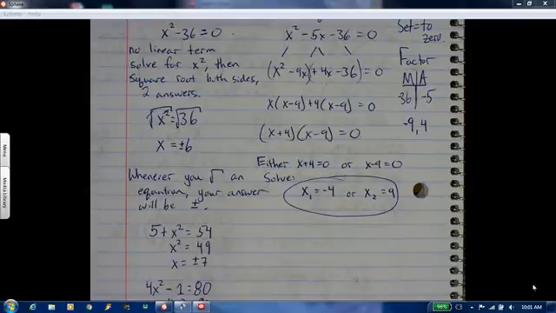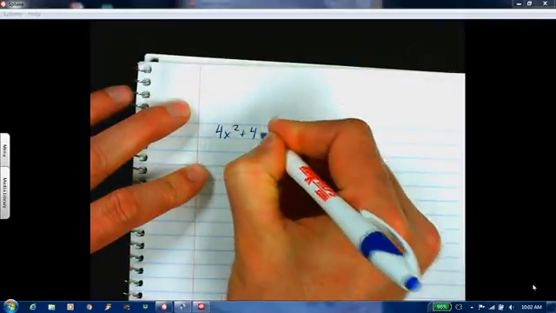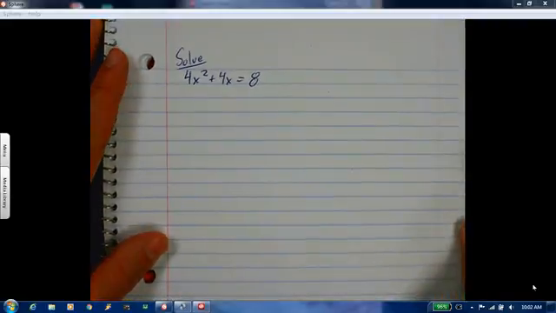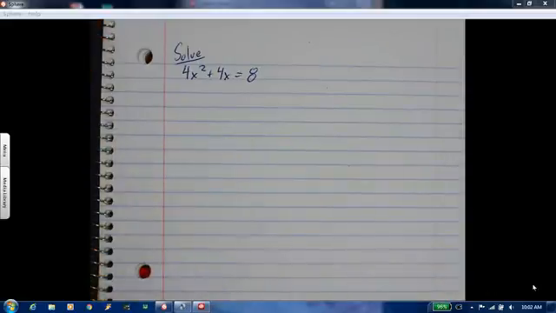So how this might look, let's say they give us 4x squared plus 4x equals 8. And all the instructions do is say to solve. Almost there, kiddos. So what does it equal right now? 8. Is there a linear term? Yeah. So can we solve it for x squared if there's a linear term? No. So we have to do the factoring.